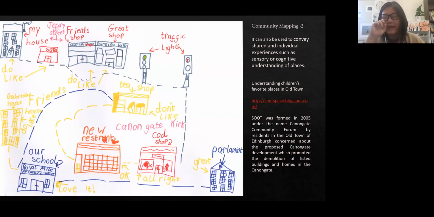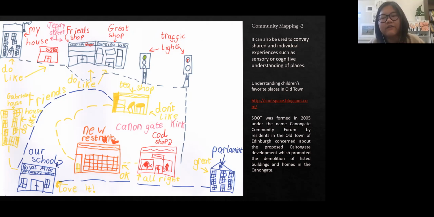But right now, community maps can also be used to ask specific populations to share their individual experiences, such as their sensory or cognitive understanding of a place. So this is a picture showing children's favorite places in Old Town in the UK, because they're trying to protect it from the massive redevelopment the government is trying to impose on them.